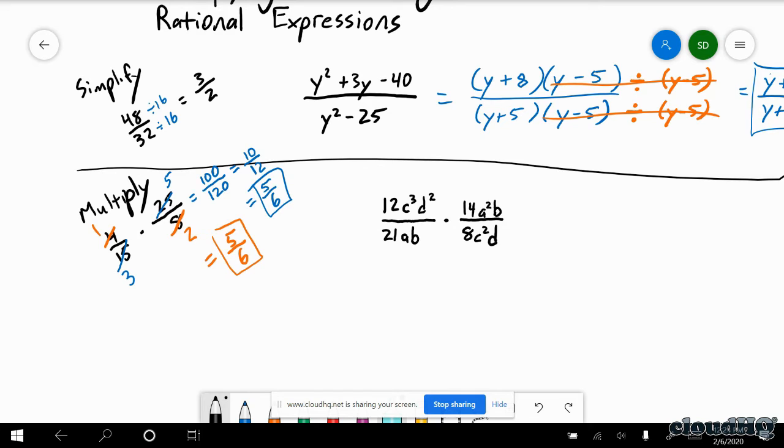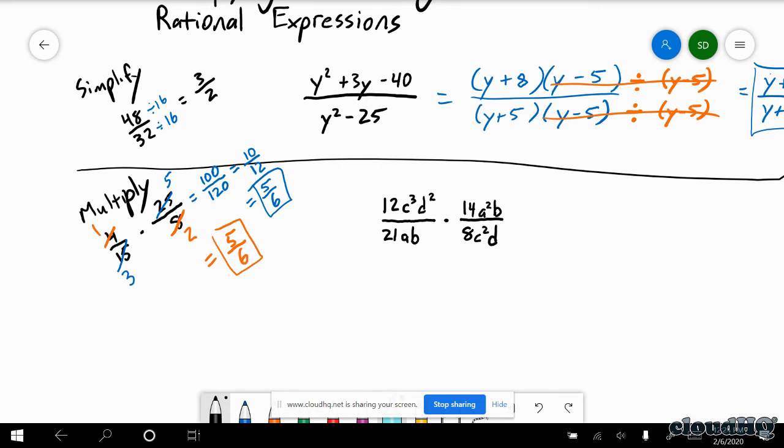If you look at each numerator and denominator, you'll notice there are no pluses and minuses like there were in the problem I did up above on the simplify. That means I don't have to factor this. It's already in factored form. It's already all multiplication. So it's a little bit easier. I can jump right into simplifying.